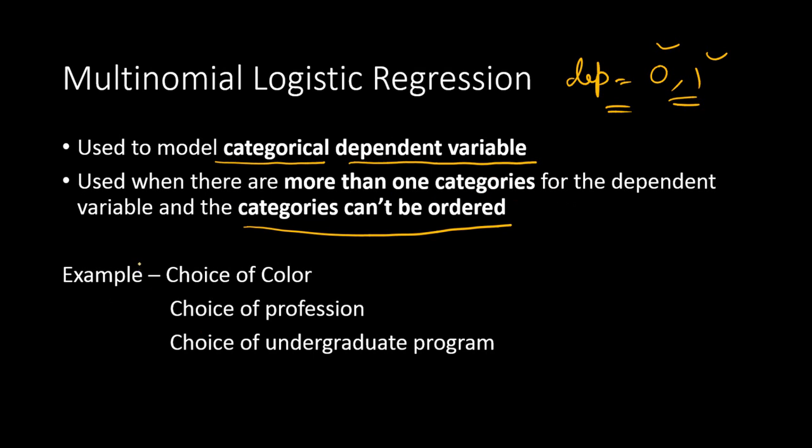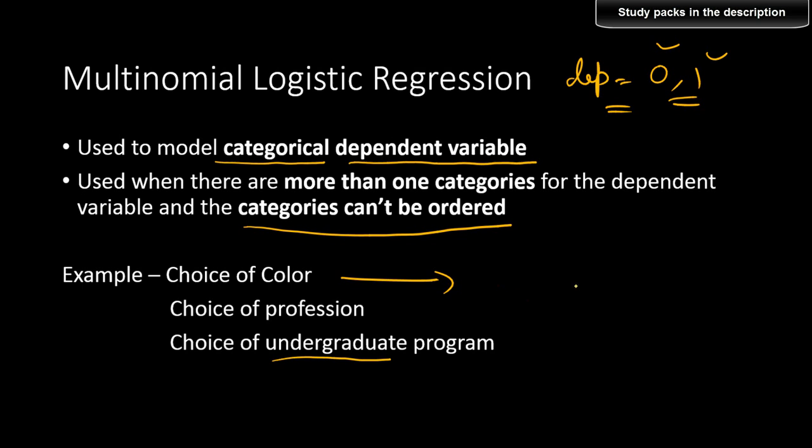The examples are like the choice of color. What makes somebody choose one color out of a given set of colors? Choice of profession. What makes people choose a certain profession? Choice of undergraduate program. There are so many undergraduate programs, so what makes people choose a particular program? These are typical examples where multinomial logistic regression can be used for study purposes. Remember, in all these cases, we'll have more than two categories. If there are only two categories, we can go for simple logistic regression. For more than two, we need to use the multinomial logistic regression.